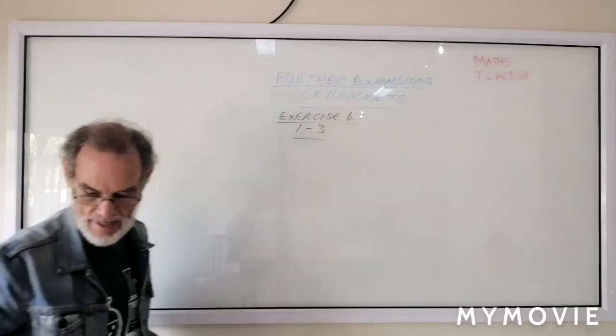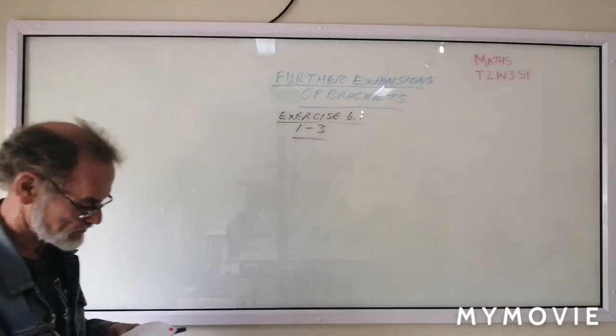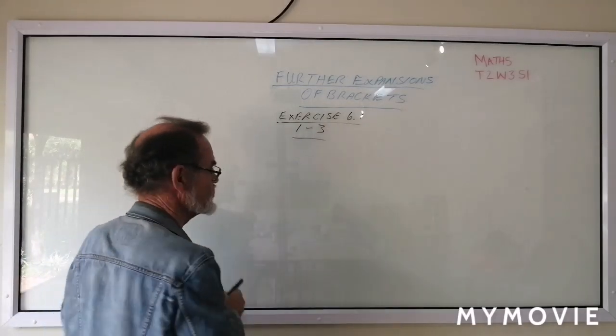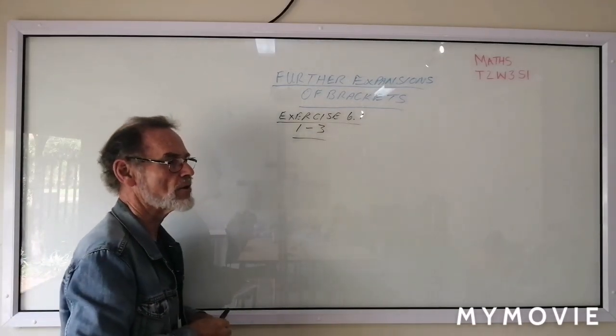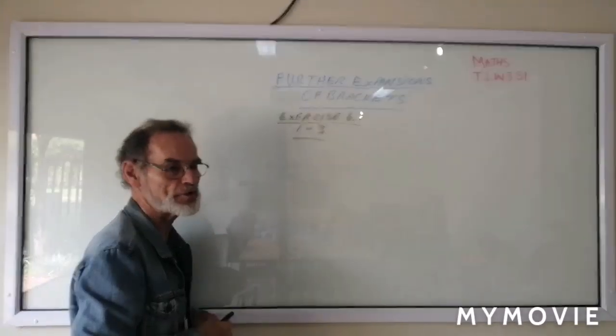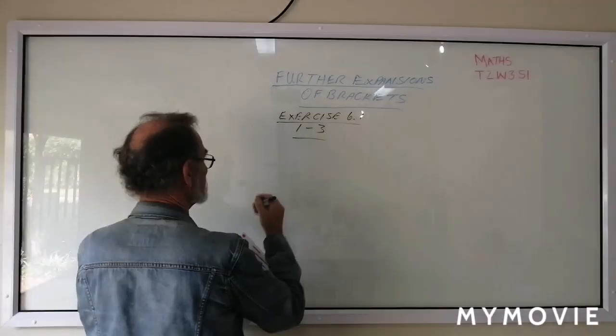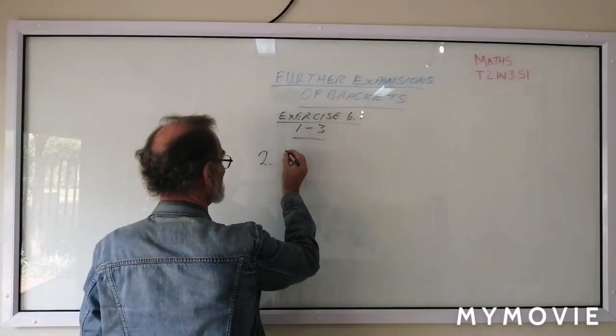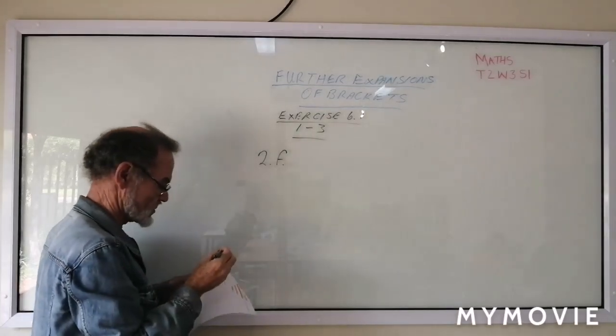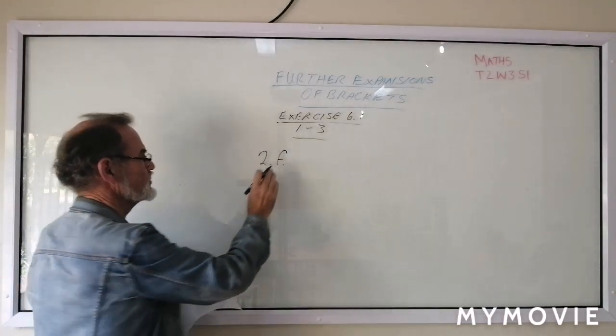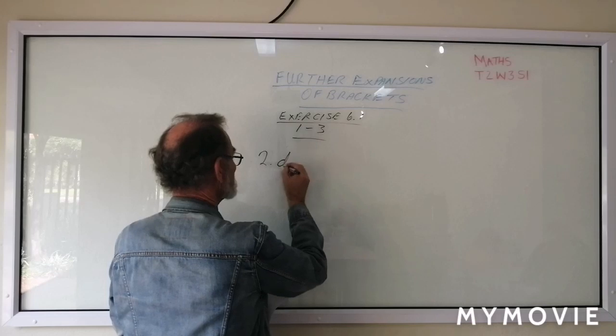That's 1F. And now you can do the whole of question 1. You shouldn't have any problem. And then we move on to question 2. I'm going to work through 2F as an example. Sorry, 2D. 2D.